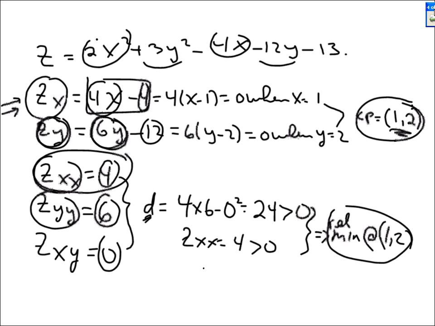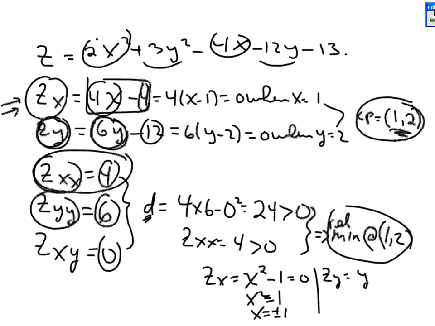For example, if z sub x was x squared minus 1. Well, this equals 0 when x squared is 1, which means x can be plus or minus 1. So there's a reason why you might get more than one x value. And if z_y was just y, then it equals 0 when y is 0. So the critical points will be plus 1, 0, and negative 1, 0. So you can easily get more than one solution.